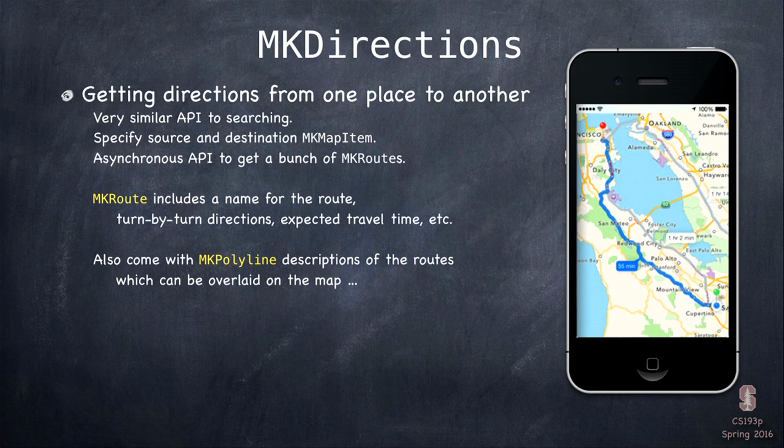Similarly, you can ask for directions. You can say, I want to go from here to here, and I'm going to drive. Give me directions, and it'll give you this thing called an MKRoute, which will have turn-by-turn directions, and also an MKPolyline, which is an object which will draw this blue line right here. And how do you get this blue line showing on here?